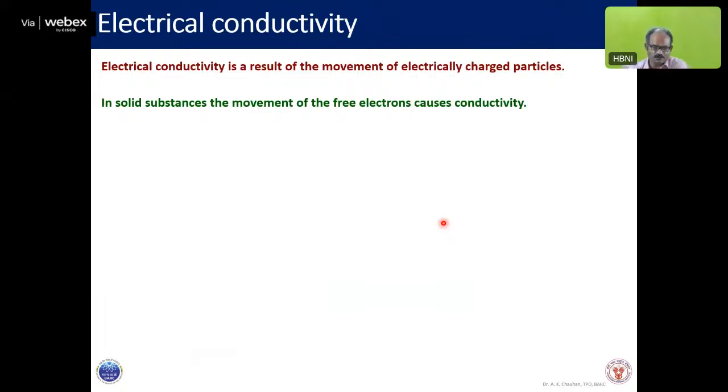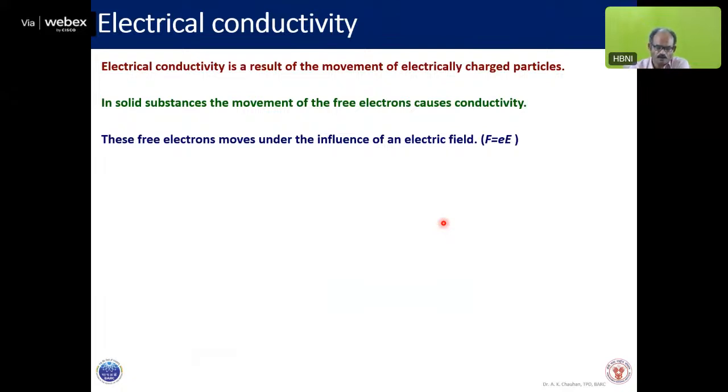Now, since we are in the solid state, as far as conductivity is concerned, mainly it is the movement of free electrons. Now, when you have a free electron, how will it move? These free electrons move under the influence of an electric field.